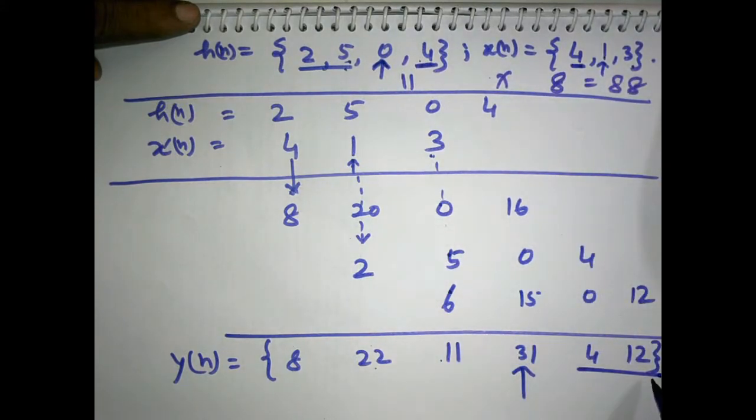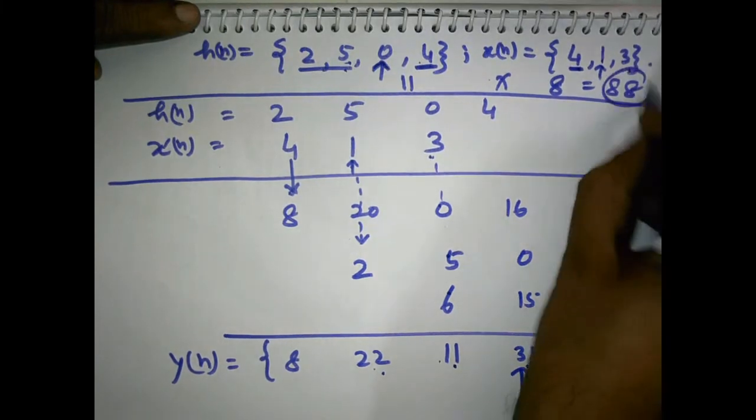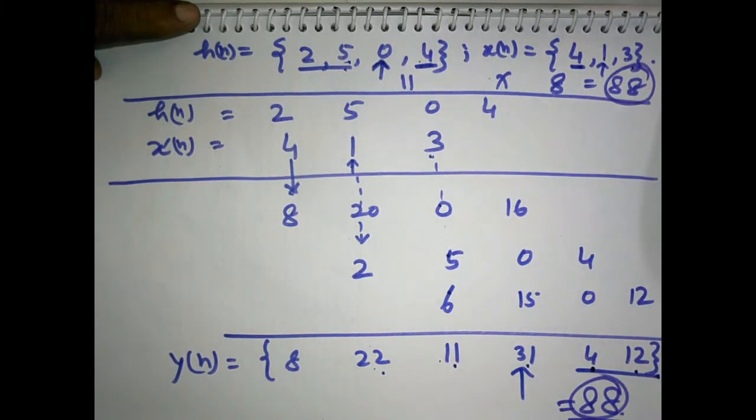What about this? Get the summation of all the samples. This is 30, 41, okay. 41, 72, 72 and 4, 76, 86, 88. This is also 88. So, your convolution is correct by all the checkpoints. Okay.